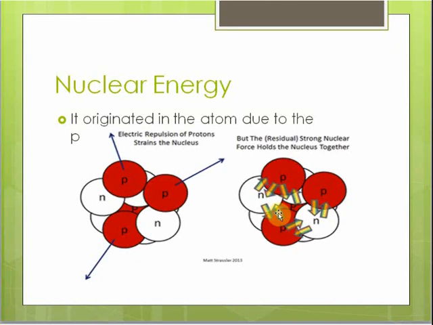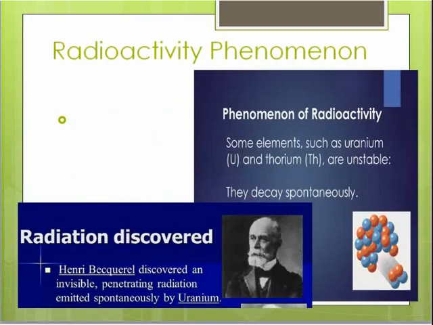Okay, and now we will talk about the radioactivity phenomena and who discovered it. The radioactivity phenomena was discovered by the scientist Henry Becquerel. He discovered the emission of radiation, or unseen rays, from the uranium element. He named this phenomenon radioactivity and called the uranium element a radioactive element.